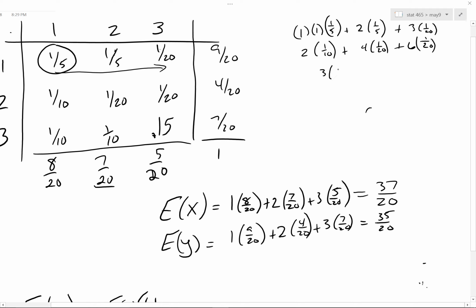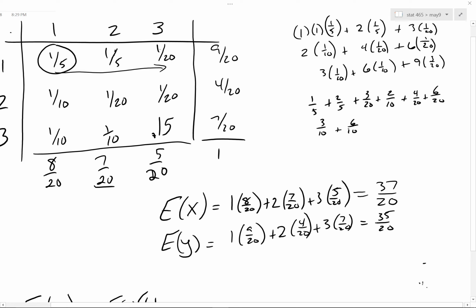And 3 tenths. Plus 6 tenths. Plus 0.1, oh, why did I do it that way? 9 times, that's actually 3 20ths. I'm going to do it that way. So that's a fifth, and then 2 fifths, and then 3 20ths, and then 2 tenths, and 4 20ths, 6 20ths, 3 tenths, 6 tenths, 27 20ths.